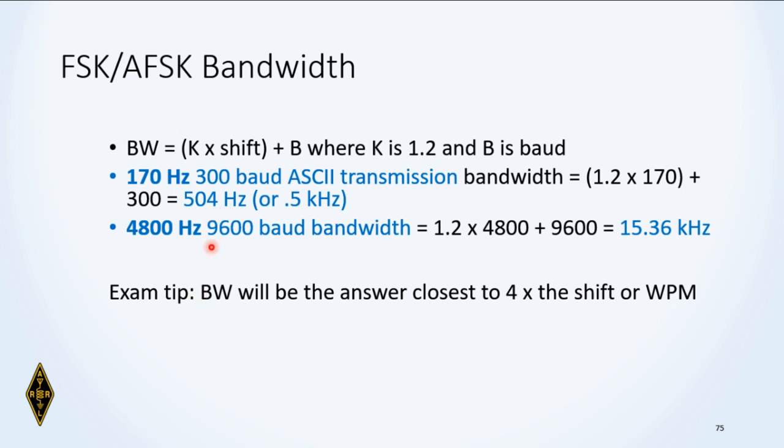This one here, 4800 times four, what does that work out to be? It's okay to use your calculator. 19-something. Yeah, 19 something, which is by far the closest answer to what's in the book, or in the pool question. So the exam tip: bandwidth will be the answer closest to four times the shift, or the words per minute if it's Morse code.